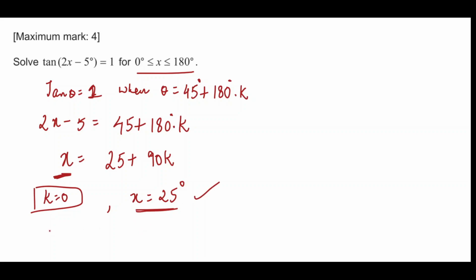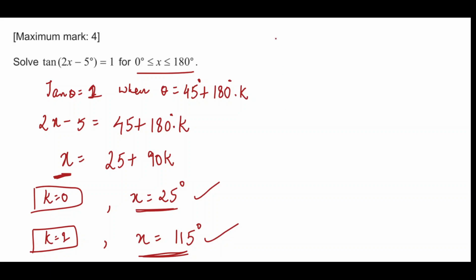Now let's check for k equals 1. When you substitute k equals 1, what is the value of x that you will be getting? The value of x will be 25 plus 90, so that equals 115. Just check if this value is lying in the range that has been given. Yes, it is lying between 0 and 180 degrees, so we'll also take this value of x.